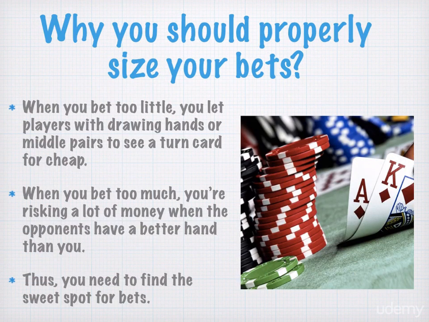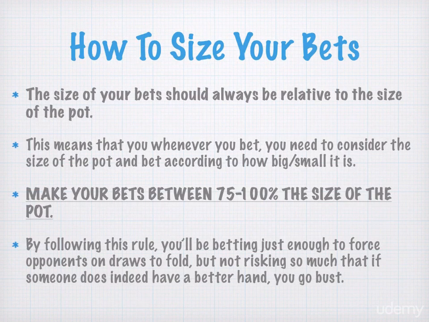Why you should properly size your bets. When you bet too little, you let players with drawing hands or middle pairs see a turn card for extremely cheap. When you end up betting too much, you're risking a lot of money when the opponents have a better hand than you. Thus, you need to find the sweet spot for bets, and that's why it's extremely crucial that you know the right amount to bet, because then you're going to maximize your winnings and minimize your losses while being profitable over the long haul.